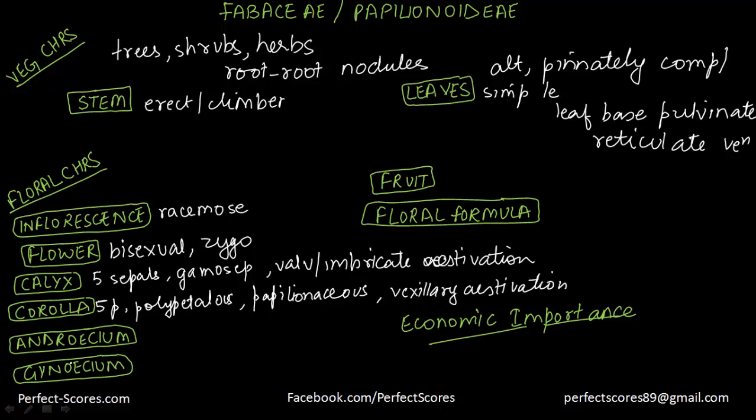And then coming to the androecium, 10, diadelphous, that means in bunches of 2. And the anther is dithecous. That means two pollen sacs are there. Dithecous. Let me correct this. Okay, so dithecous. The gynoecium is having a superior ovary. So let me just use this symbol. And it's monocarpellary. That means single carpel.